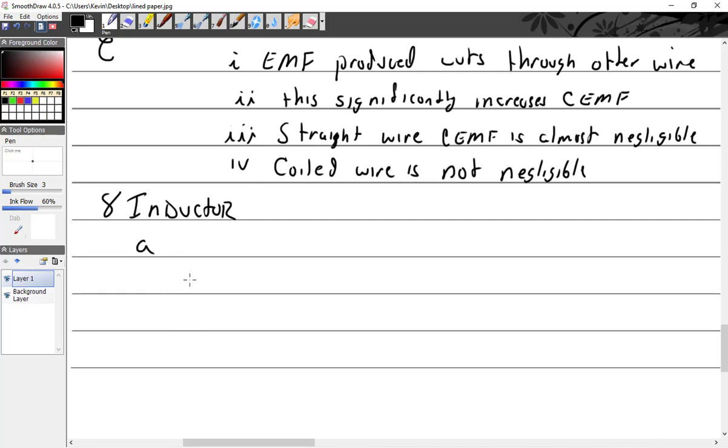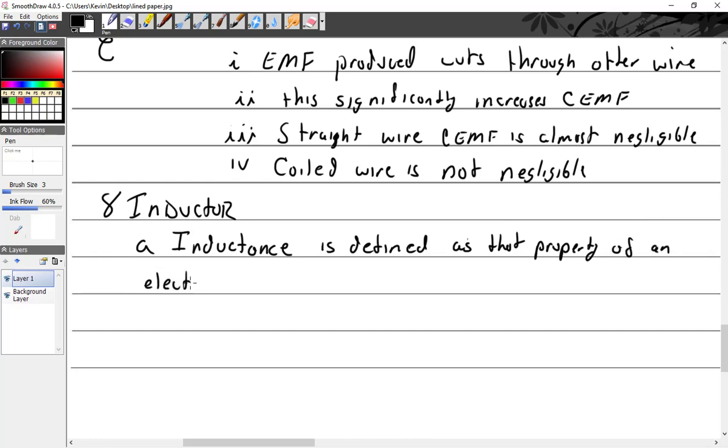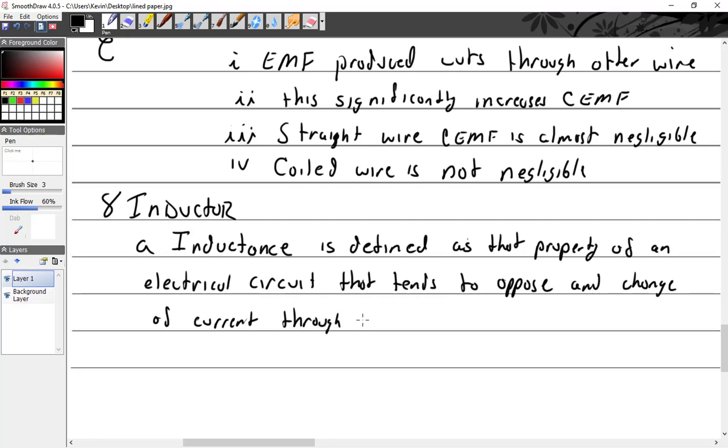Inductor. All right, back on track. Inductance is defined as that property of an electrical circuit that tends to oppose any change of current through the circuit.